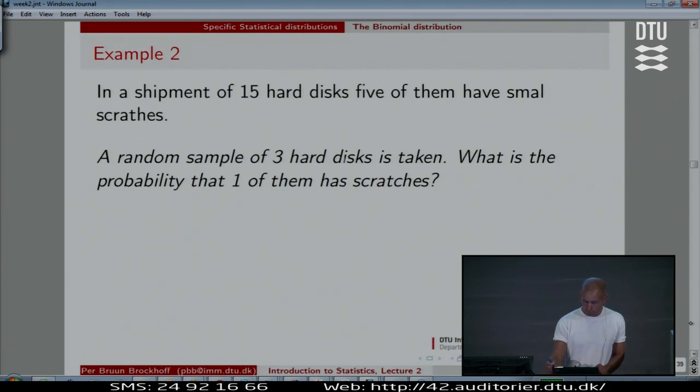Good. That's it for the example for the binomial. So let's skip it there, and now we make a nice break of 15 minutes.